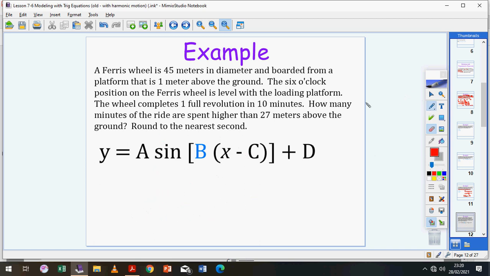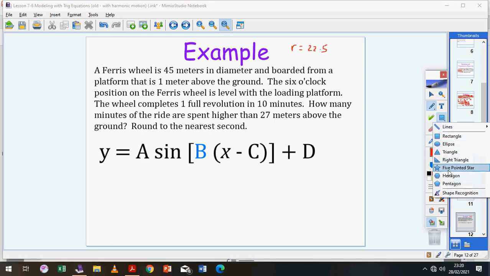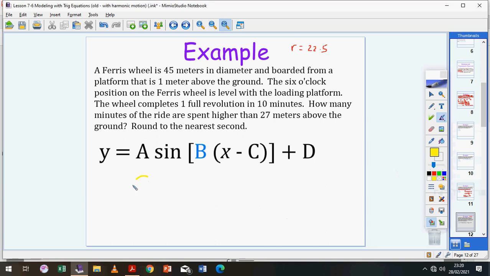It says the wheel is 45 meters in diameter, so that means its radius is 22.5, and is boarded from a platform that is 1 meter above the ground. Let me try to draw a sketch of this thing. This is my Ferris wheel, perfect circle. And it's 45 meters in diameter, so it's a radius of 22.5. And it says that the boarding platform is 1 meter above the ground. So there's a boarding platform. Let me try to draw a boarding platform. Something like that. Is 1 meter above the ground.